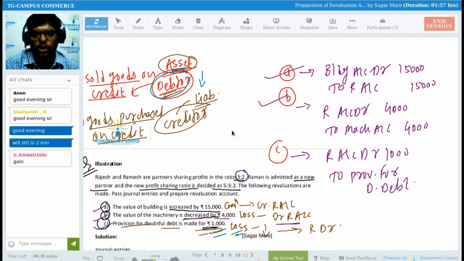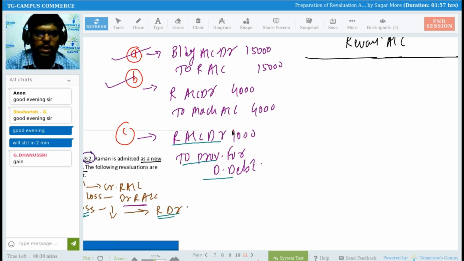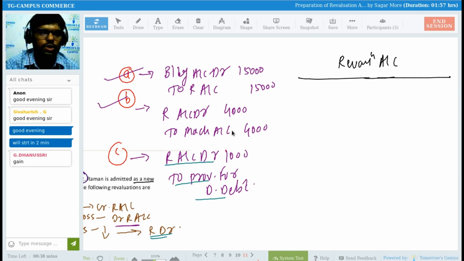Loss. So that loss you have to debit to the revaluation account. So revaluation account debit to provision for doubtful debt. Getting simple? Okay. Now after passing the journal entry, what do I need to do? I need to prepare the revaluation account. So I am preparing the revaluation account.